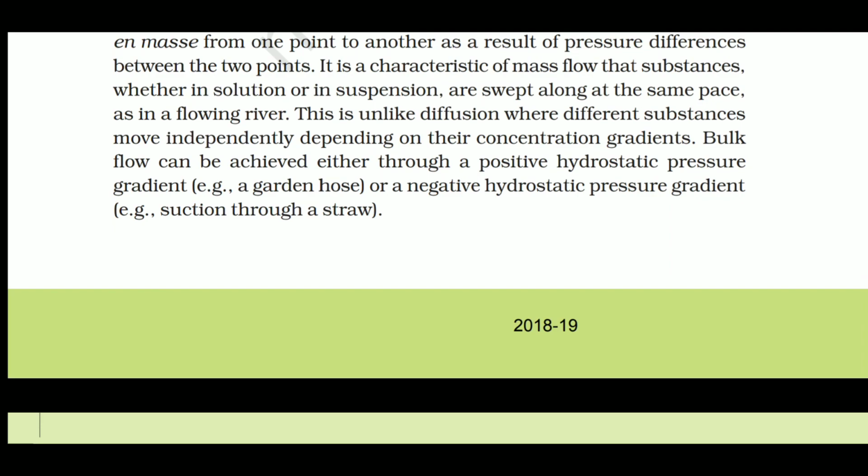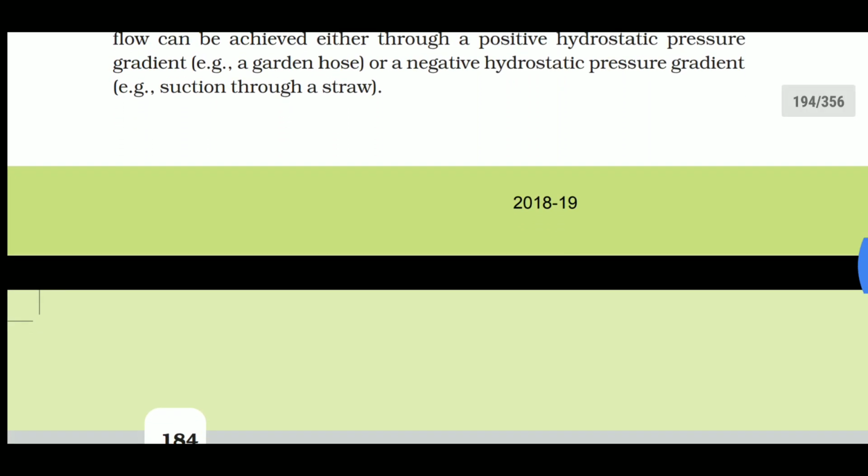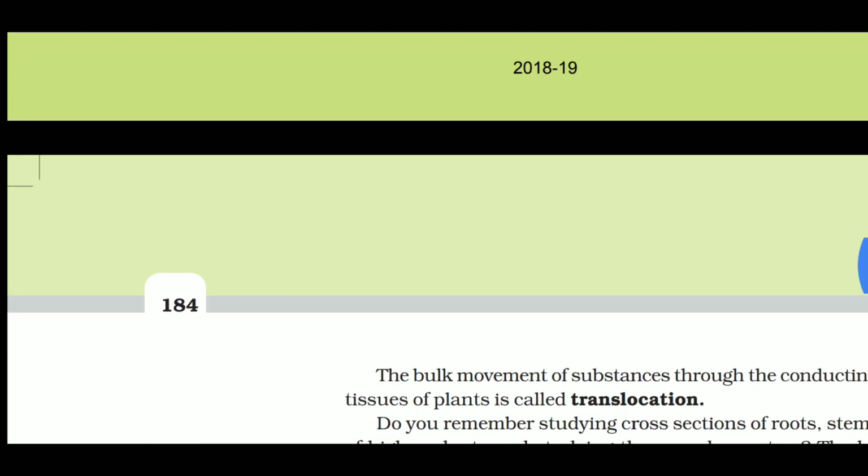So the plants need mostly the negative hydrostatic pressure, because when we water a plant, the plant has to absorb the water and the water has to move from the roots towards the leaf and stem. Likewise, the sucrose or glucose, which is produced from starch, which is produced from photosynthesis, has to move towards the root and remaining parts. So both are very important, positive hydrostatic pressure and negative hydrostatic pressure.